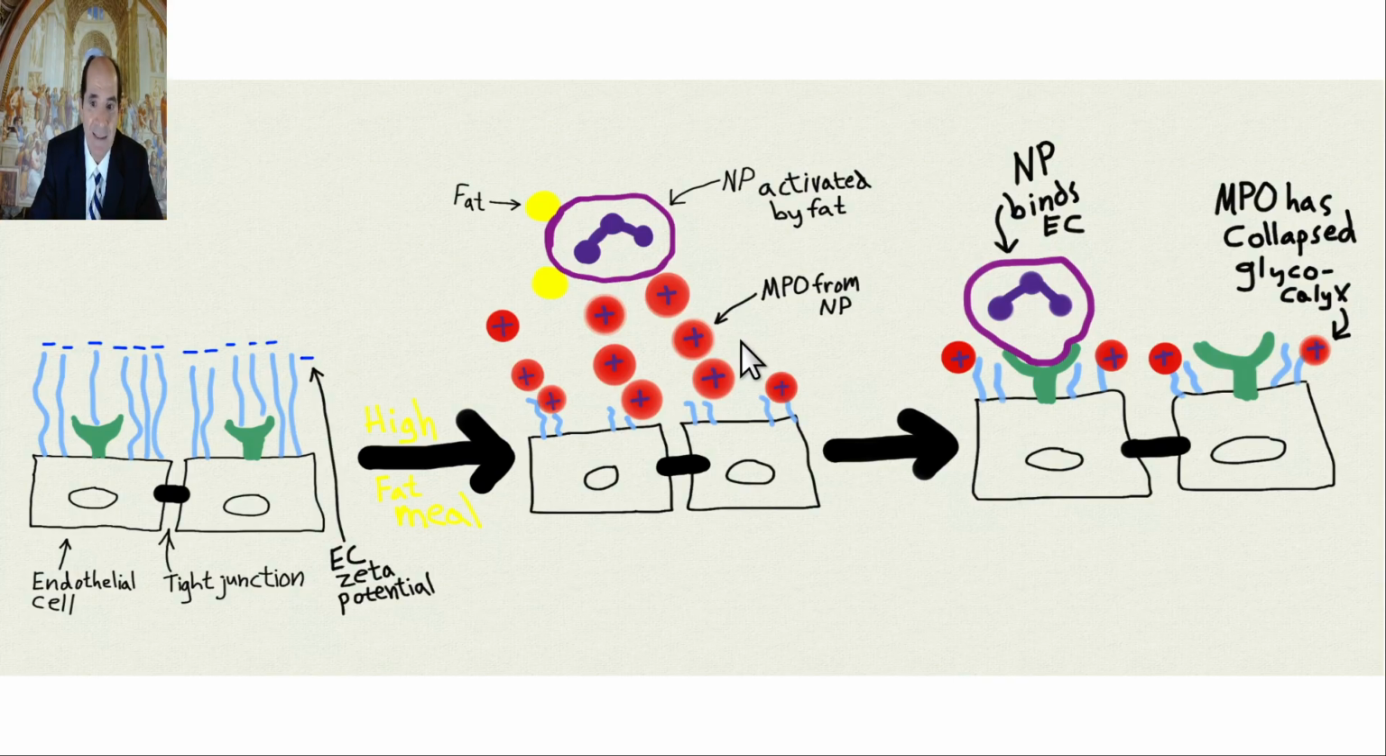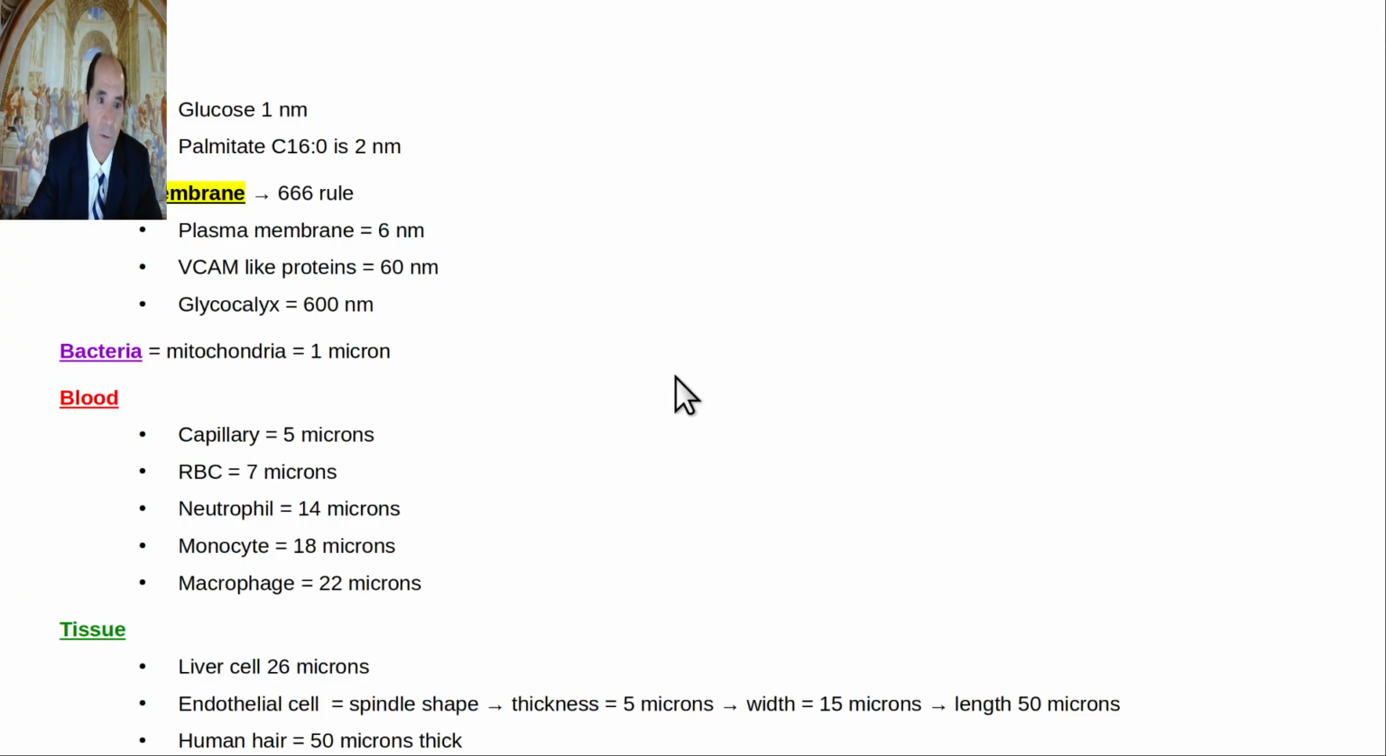Okay, so anyways, that's how that works. And the 666 mnemonic means that the glycocalyx is 600 nanometers in height. These adhesion molecules are 60 nanometers in height, and the plasma membrane is about 6 nanometers in height. So it's easy to remember, 666.